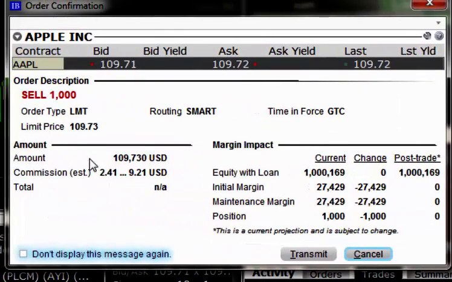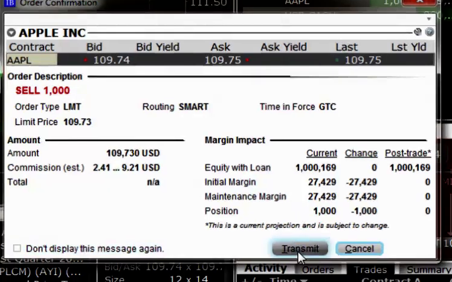and our order confirmation window opens up in the middle here. It's asking us, are you sure you want to sell 1,000 shares of Apple at a limit price of 109.73? It's telling us that we're going to receive $109,730 to our account, and the estimated trading commission is somewhere between $2 and $9. Don't worry about the margin impact on the right hand side. We'll talk about that later in another lesson.